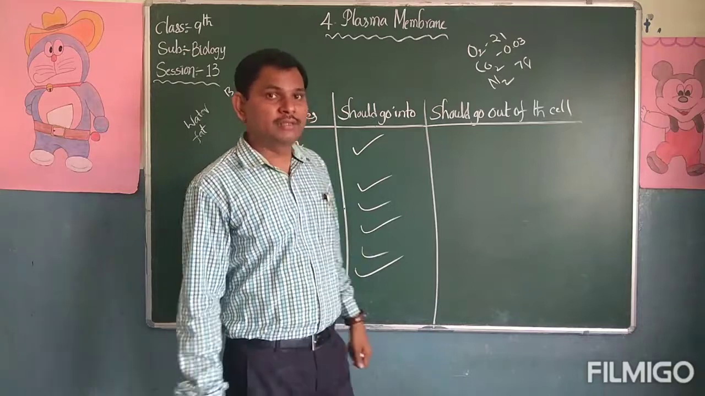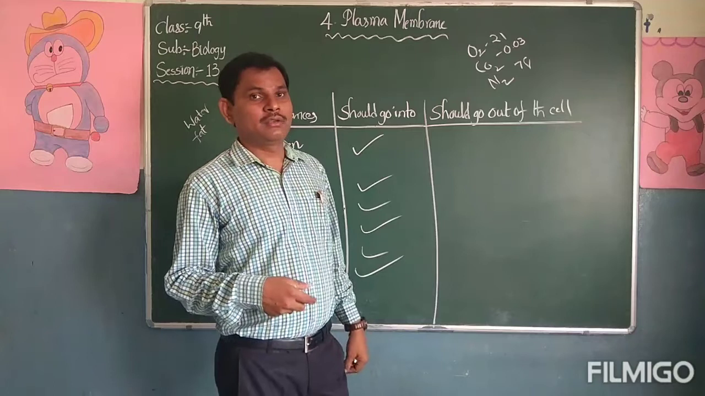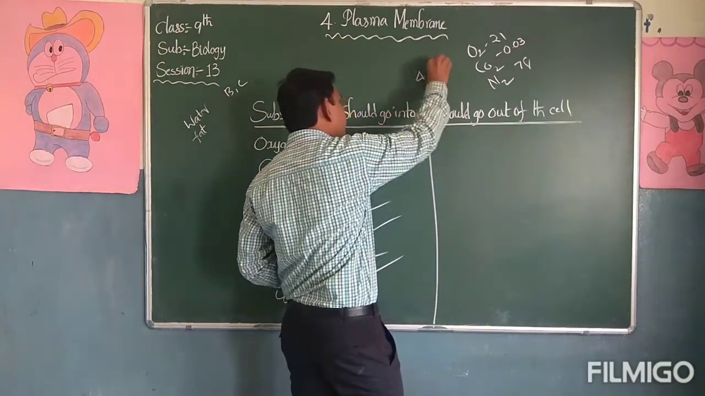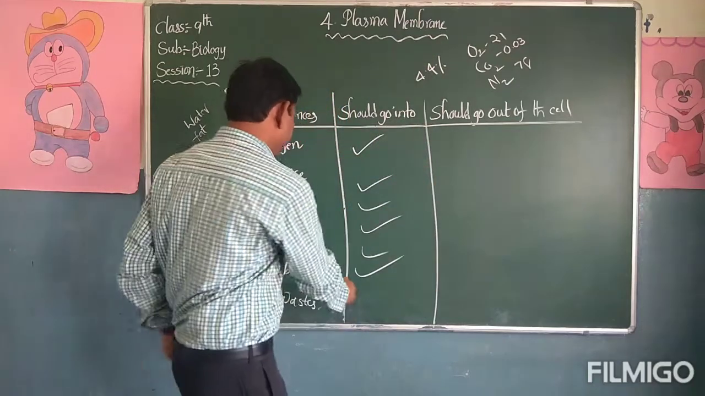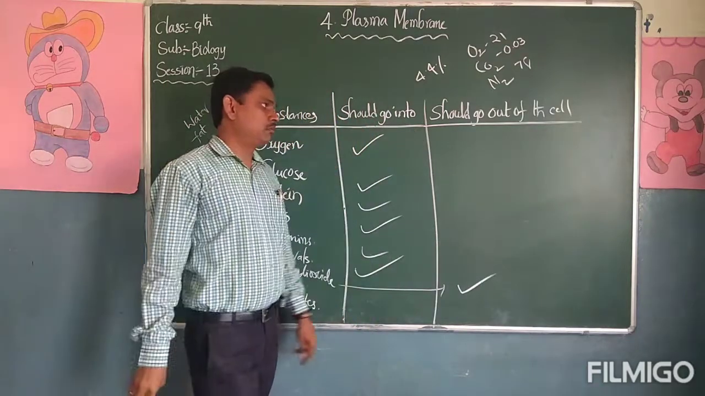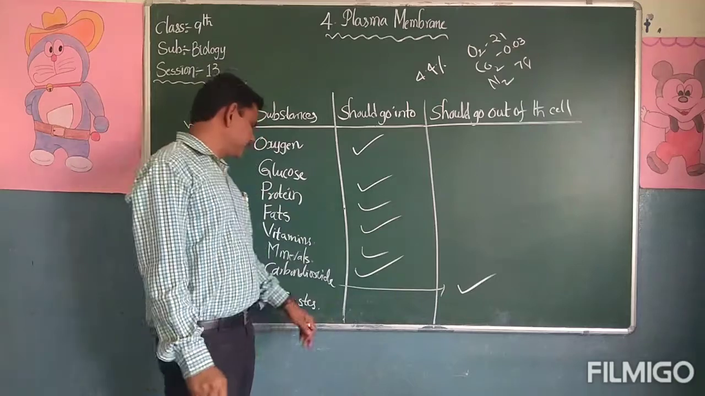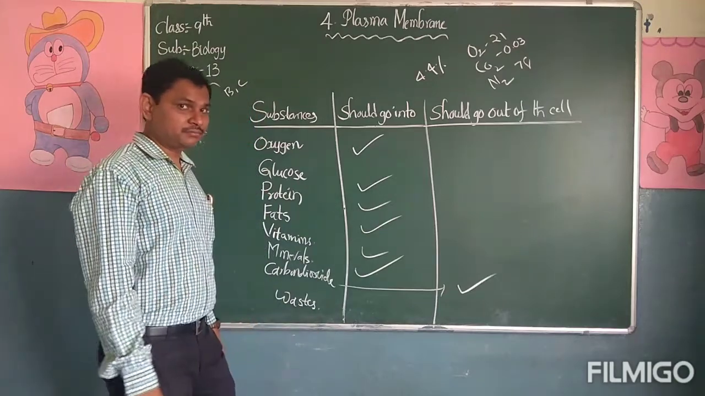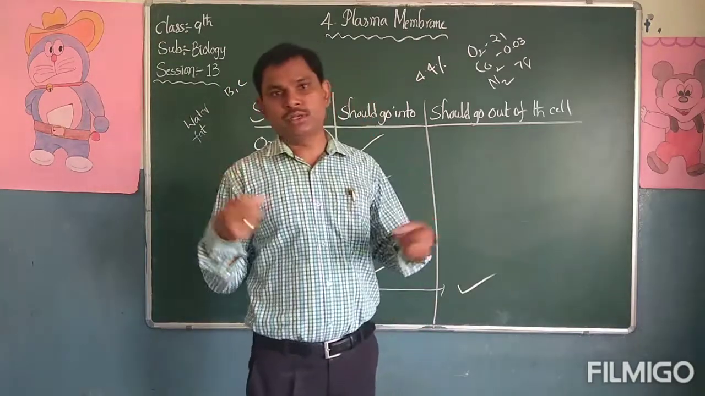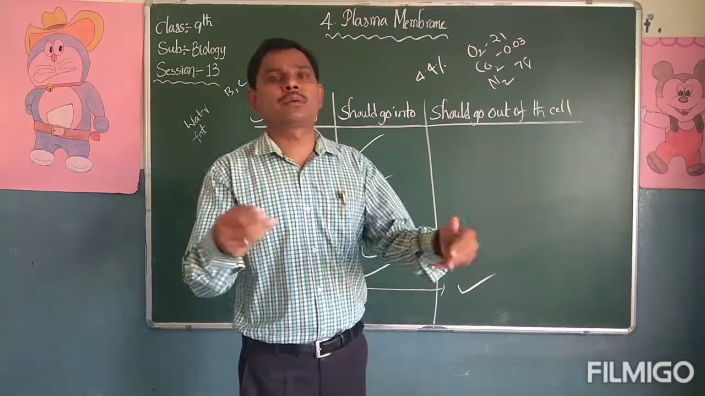Carbon dioxide. When you breathe in, 0.03% of carbon dioxide enters into the lungs. When you breathe out, 4.4% of carbon dioxide goes away from the body. It should go out of the cell. Wastes. When you take food materials into the stomach, the useful materials, the nutrients, are absorbed. The waste material has to be sent away from the body.